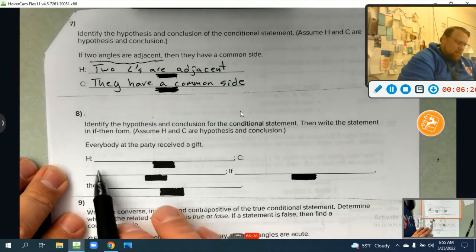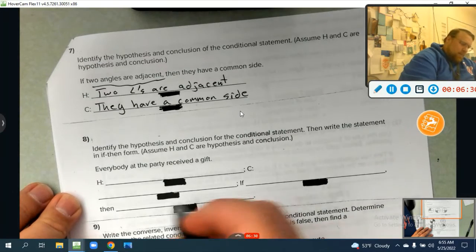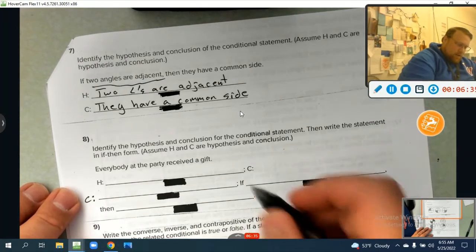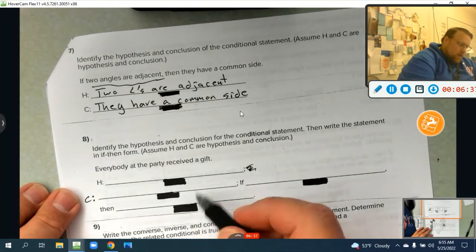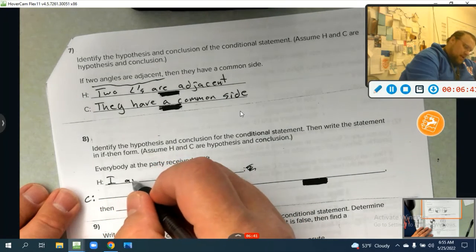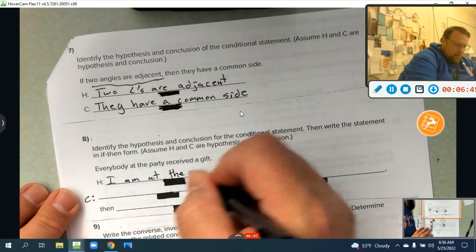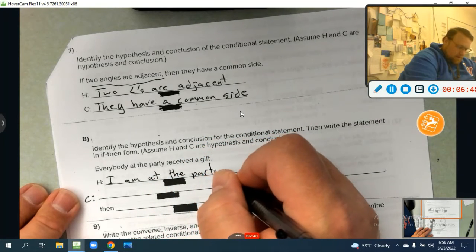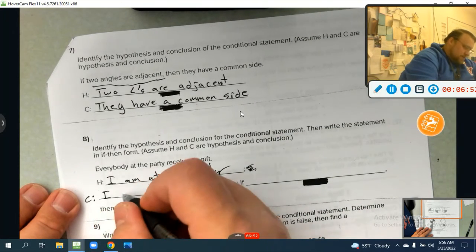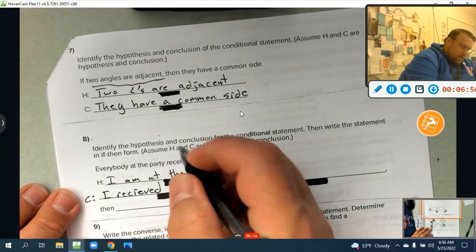You may be thinking, what's the hypothesis and conclusion? Well, I'll tell you. The hypothesis, and really this C right here goes down here, right? Conclusion. So, hypothesis: I am at the party. Or you could say you are at the party. Just making it all about me. And my conclusion is, I received a gift. Or you received a gift, right? However you did it.